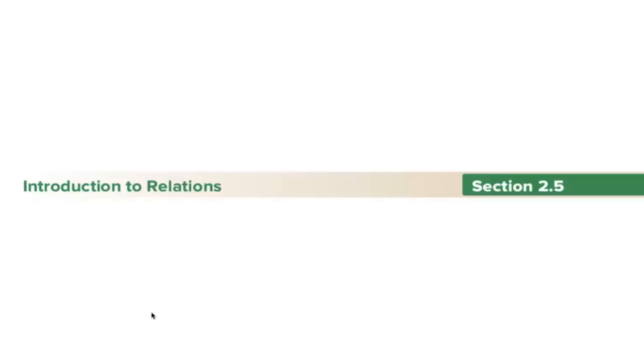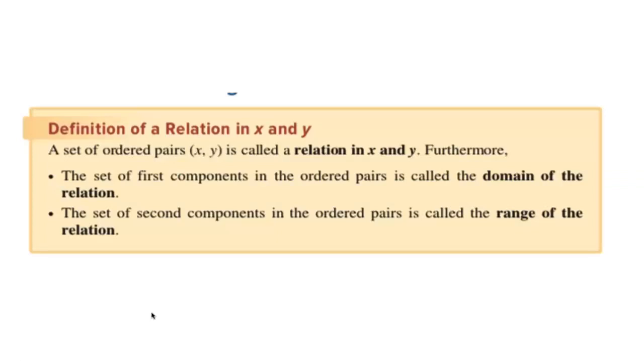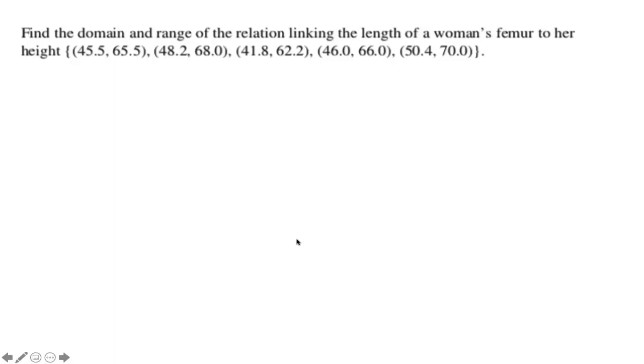Okay, relations. So a relation is simply a set of ordered pairs, x comma y. If you have a bunch of x and y ordered pairs, then this defines a relation in x and y. The first components of the ordered pairs are called the domain. So all the x's are called the domain of the relation, and the set of all y's is called the range of the relation. So for example, here's a set of points, and in this case, it links the length of a woman's femur to her height, so that's a relation between a woman's femur and her height.